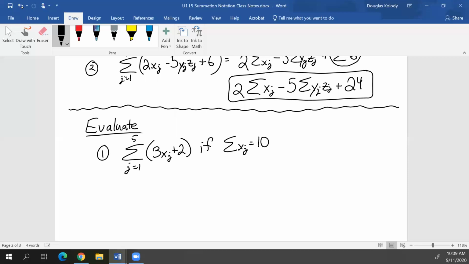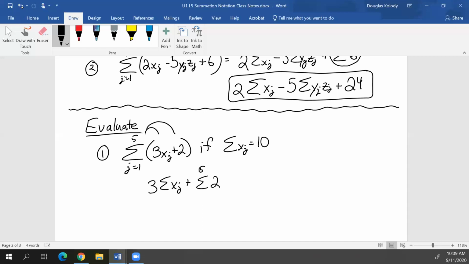All right, first, rules of summation. Why don't we distribute this? Let's distribute that and bring the number to the outside. So it's going to be 3 times the sum of x sub j plus the sum going up to 5 of 2. Notice how I wrote the upper limit for the 2 again, because I'm going to multiply them.